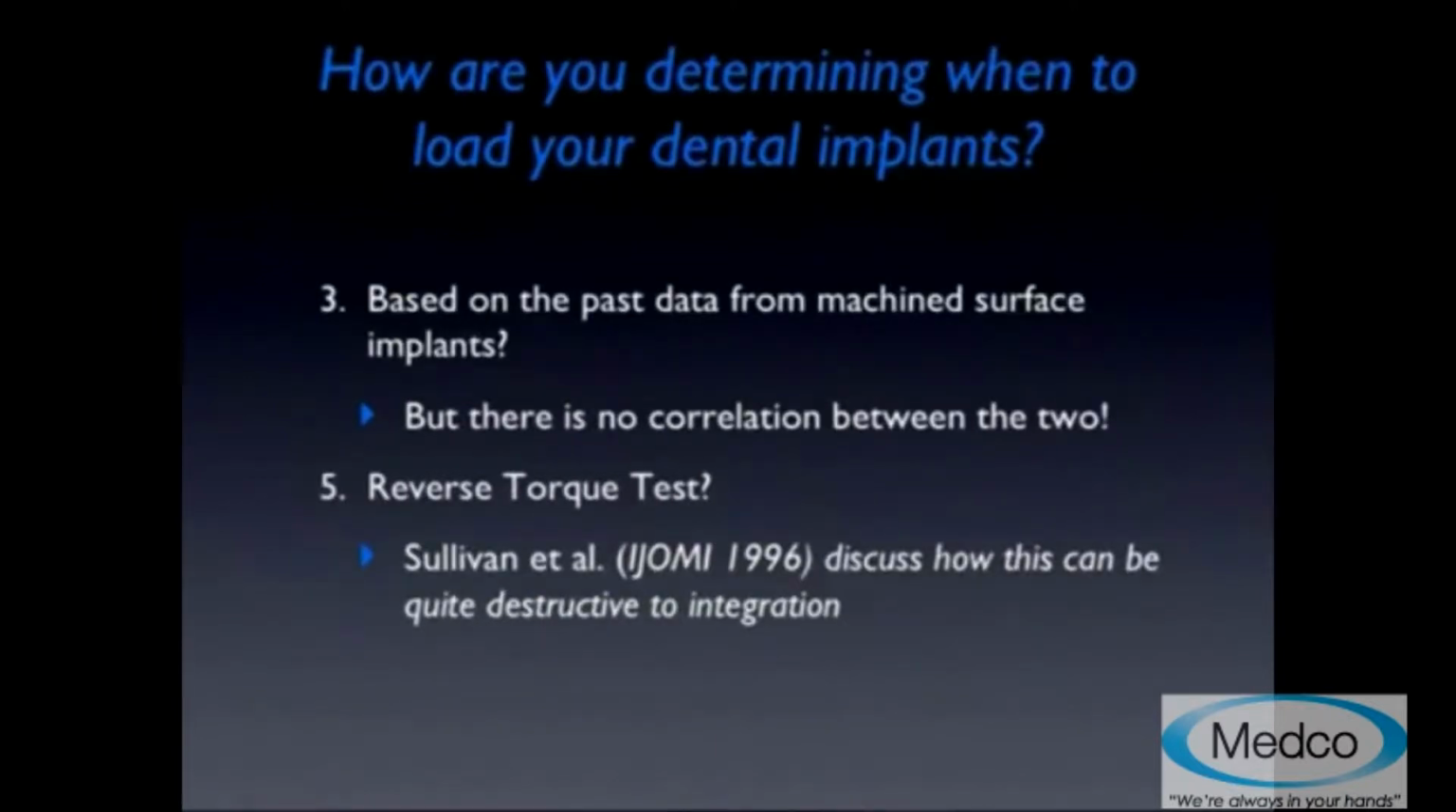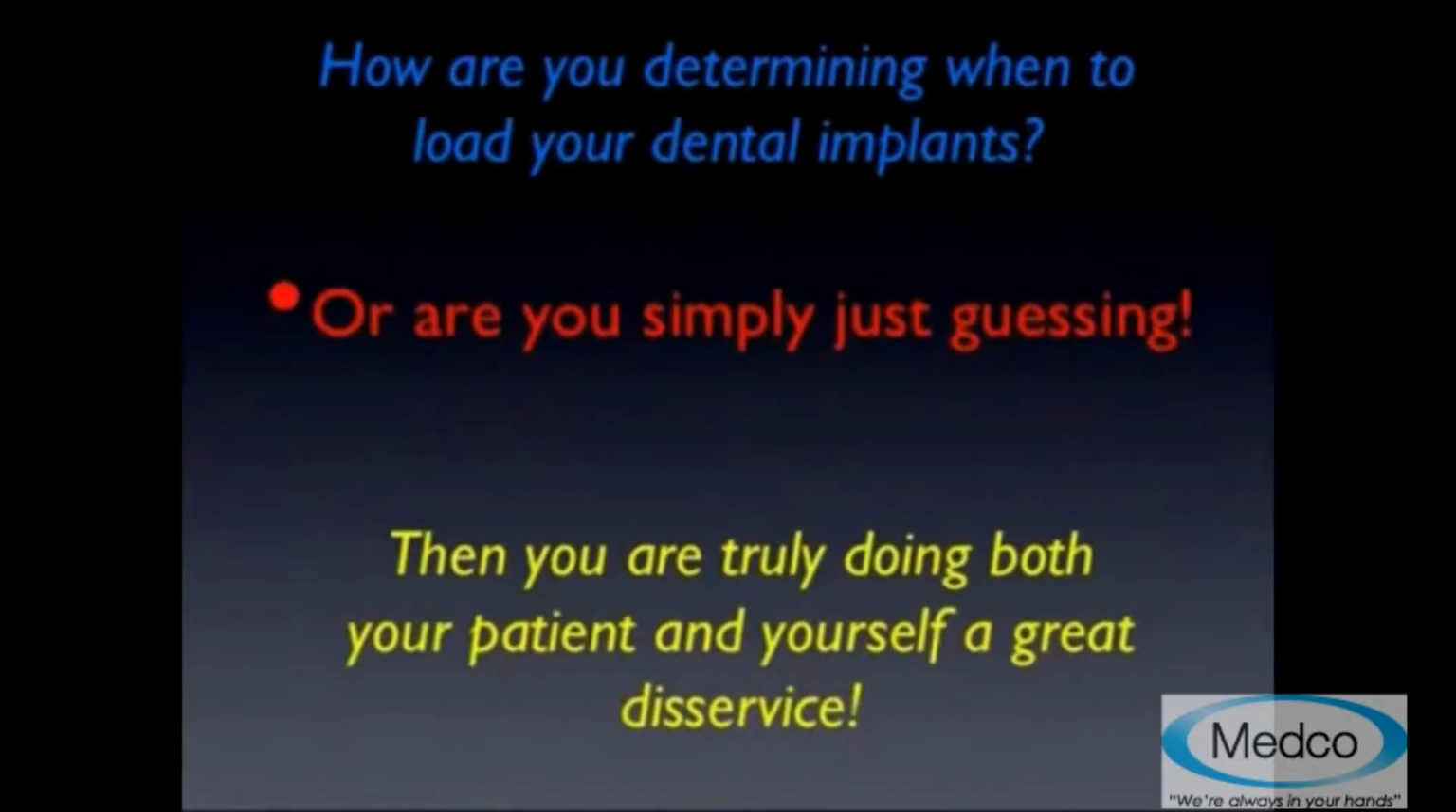How about based on past data? The problem is a lot of our past data is machine surface data, and there's no correlation between our roughened surface and enhanced surface implants of today and our past machine surfaces. Last but not least, the reverse torque, that dreaded test. Well, how many of you are willing to risk failing an implant to prove that it may succeed? I think it's utterly daffy to try to put an implant through a test that has very little correlation to occlusion.